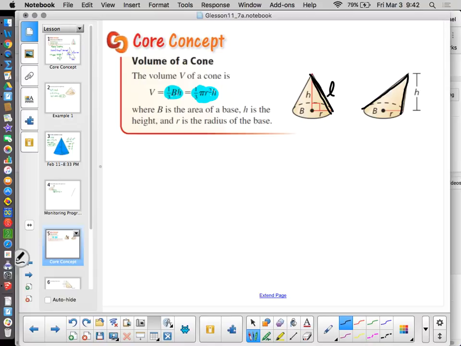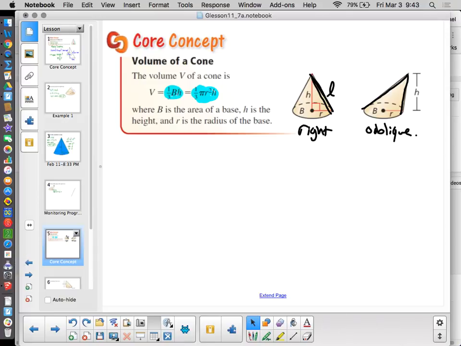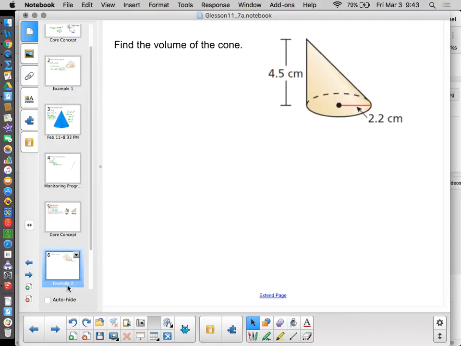For a right cone, we can do both. For an oblique, area volume is okay, but surface area is pretty much out for us. All right? So let's practice that. Here's an oblique. Find the volume of the cone. Because it's oblique, we can pretty much be sure they aren't going to be asking us for the surface area.